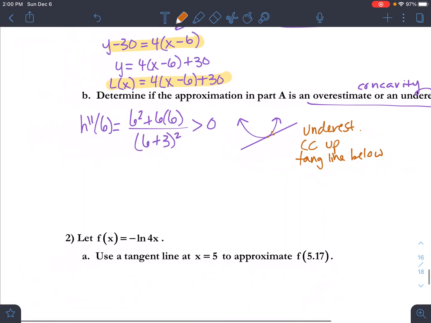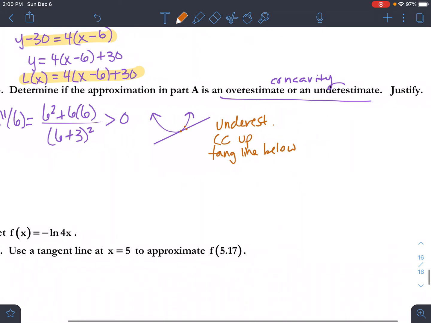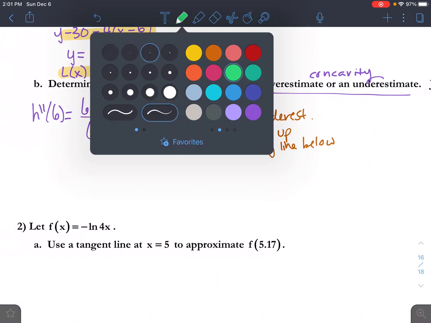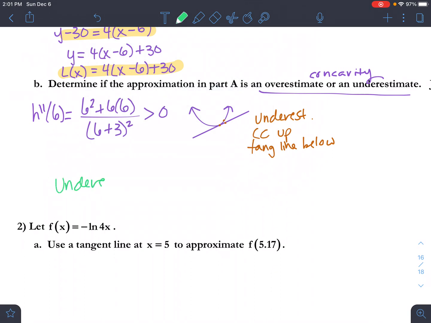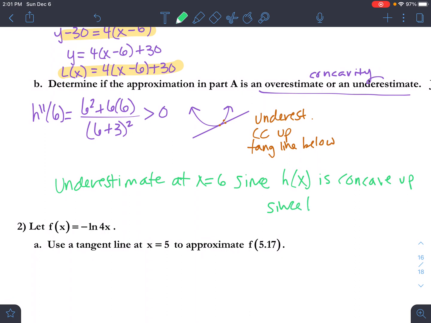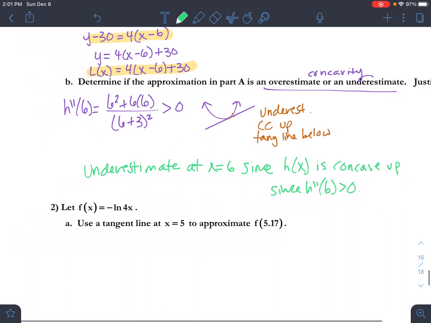I would say what you do need to write, obviously, is that justification, and that's it. So what is our justification? Our justification would be, it's an underestimate at x equals 6, since h of x is concave up at x equals 6, since h double prime of 6 is positive. All right, so that is number 2 there, oops, I should name this number 3.